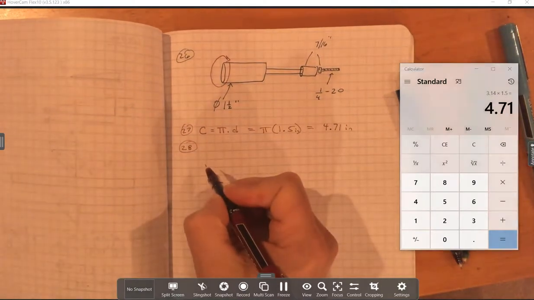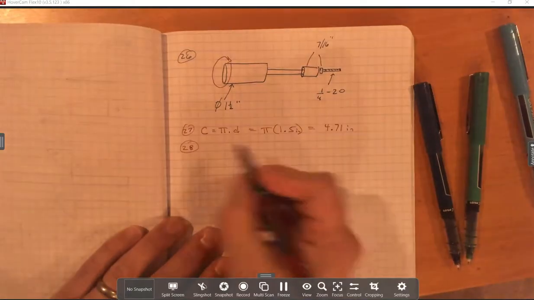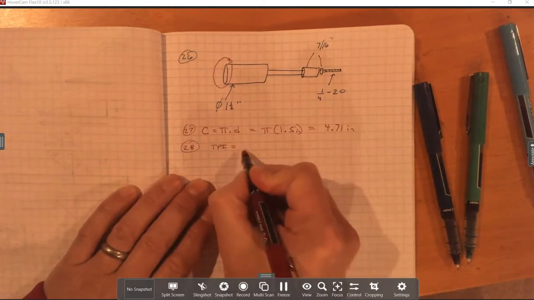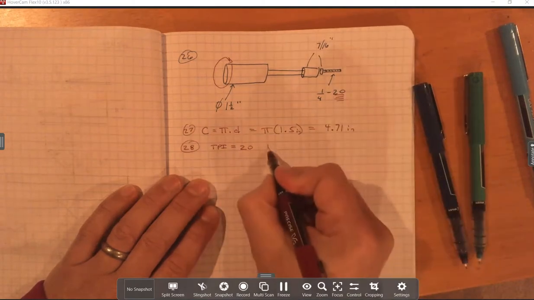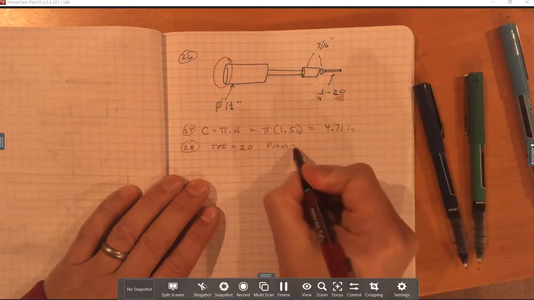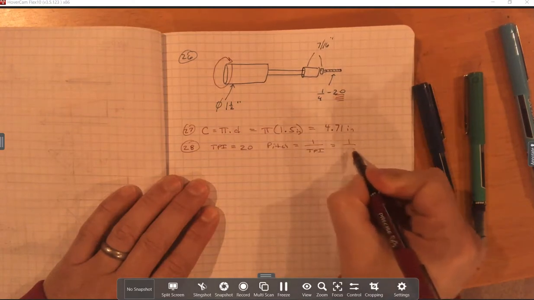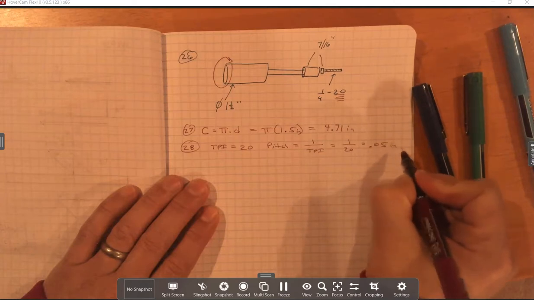28. This is determine the pitch of the screw. All right. Well, the threads per inch is what has been given to us directly in the problem. That 20 is the TPI, and pitch is simply 1 divided by TPI. So in this case it's 1 over 20, or 0.05 inches.